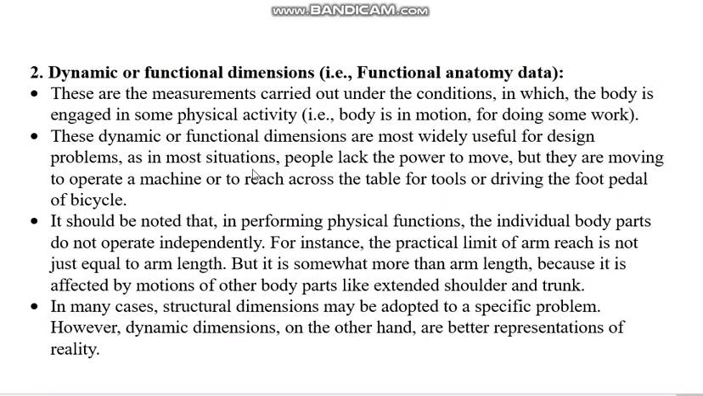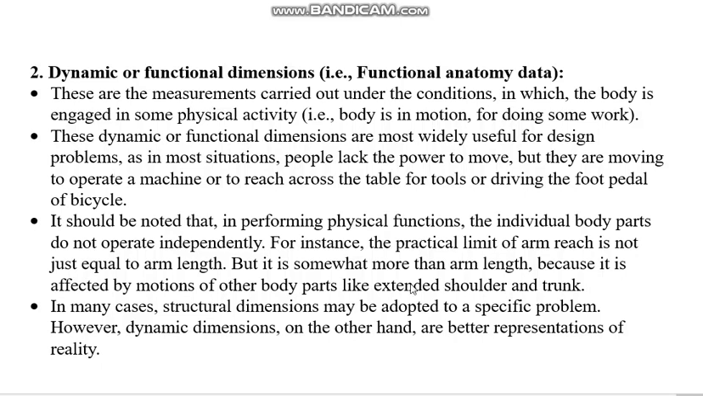These functional dimensions are widely useful for design problems, as in most situations people are not stationary, they are moving to operate a machine or to reach across the table for tools or driving the foot pedal of a bicycle. Actually, man is not always stationary. It is not that when he's reaching to someone, his trunk is not leaning forward.